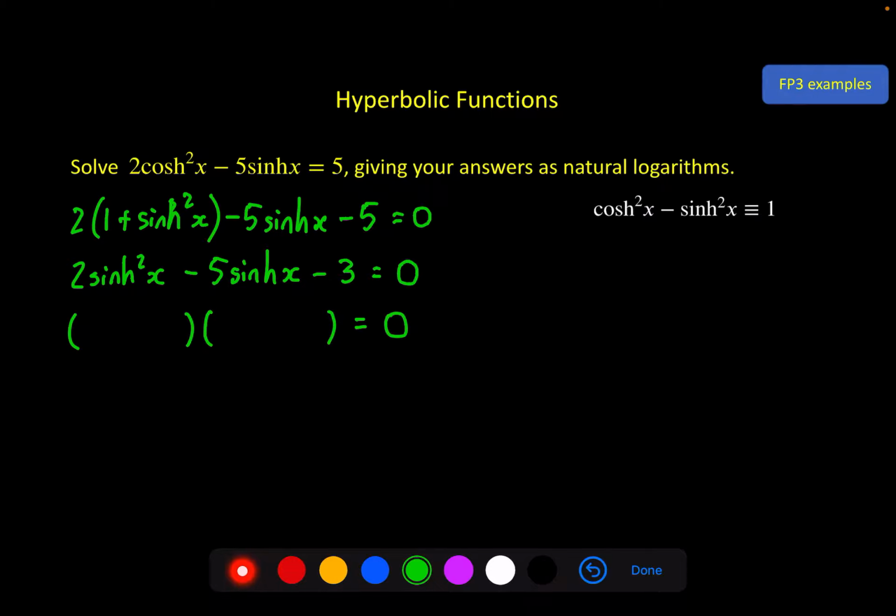We're going to have a minus 3 and a plus 1. So if we put 2 sinh x here, that will give us minus 6, and a sinh x here gives us minus 5 in the middle. Yes, that will work. So we've got sinh x must equal minus a half, or sinh x must equal 3.